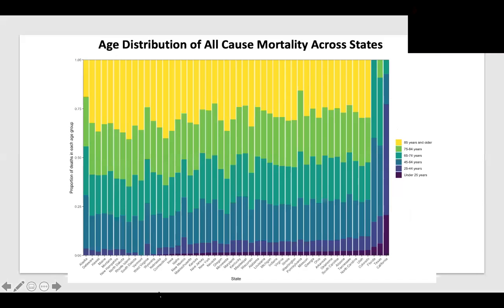The next part is I also looked at the age distribution of all-cause mortality across different states. The important part to note in this diagram is the under 25 years group, which is the bottommost line. There has been a general trend that states in the South have much more mortality in under 25 years compared to states in other regions. For example, Texas and Florida tend to have a higher young people mortality.